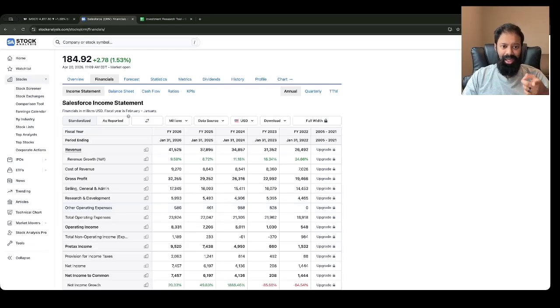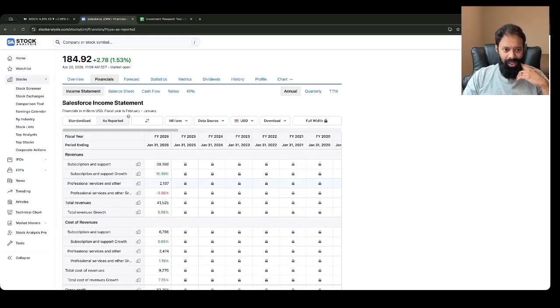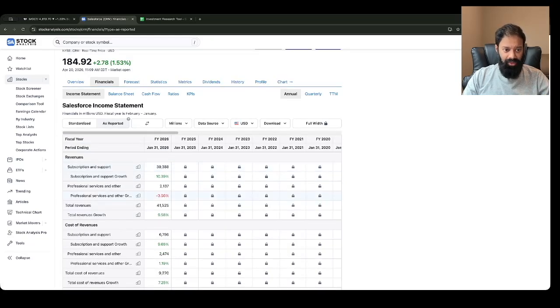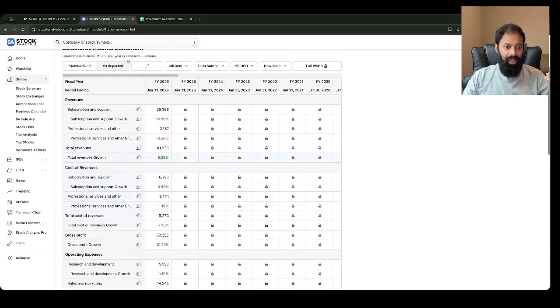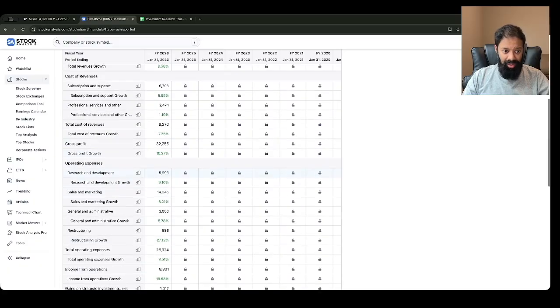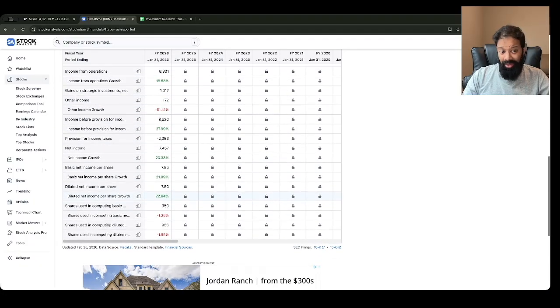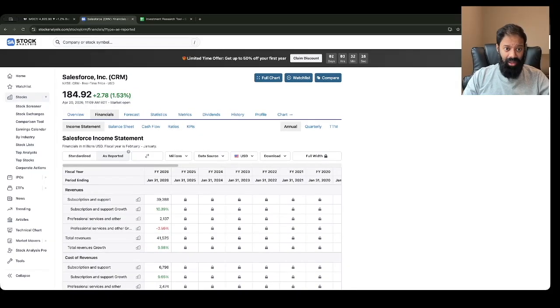And this is a real game changer for me, because sometimes you want to look at the very specific line items that the company is reporting, the management is reporting in their financial statement, in their income statement, in their balance sheet, in their cash flow statement. So sometimes it's very useful to switch over to as reported and see how they have reported it to the SEC. You see for Salesforce that this is how they reported their revenues, their breakdown of cost of revenues, their operating expenses, and it's very useful in doing analysis of a company.